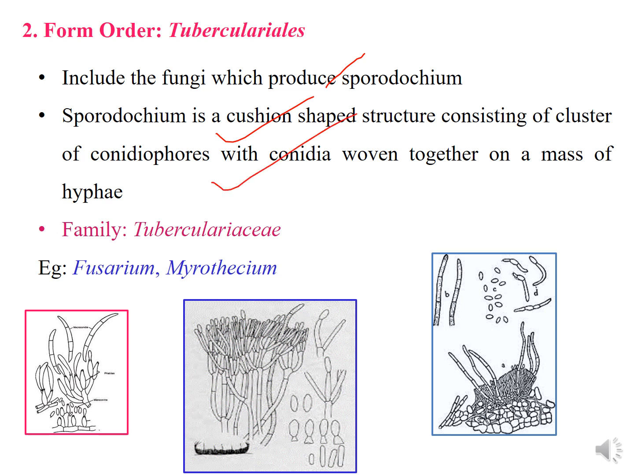They come together on a mass of hyphae. These conidiophores and conidia are produced on this mass of hyphae. This sporodochium is nothing but a mass of hyphae. Here you can see the sporodochium structures. Here in the second picture also you can see on what these conidiophores are produced. Under form order Tuberculariales, only one family is there, that is Tuberculariaceae. Under Tuberculariaceae, two genera are included, Fusarium and Myrothecium.